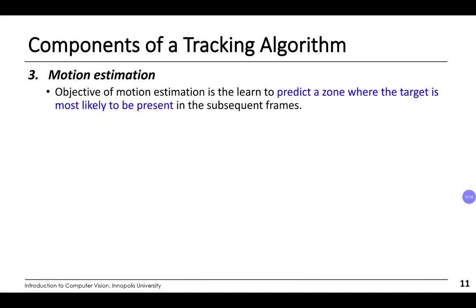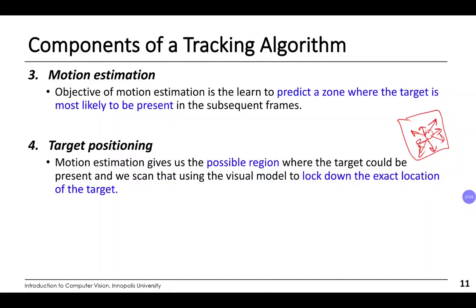For example, if this is your object, then what is the probability that the object will move in any direction? So we need to estimate that position, and finally we need to lock down the exact position. For example, your object is moving in this direction, so you need to lock down this target position. So we have four components of our visual appearance based object tracking models.